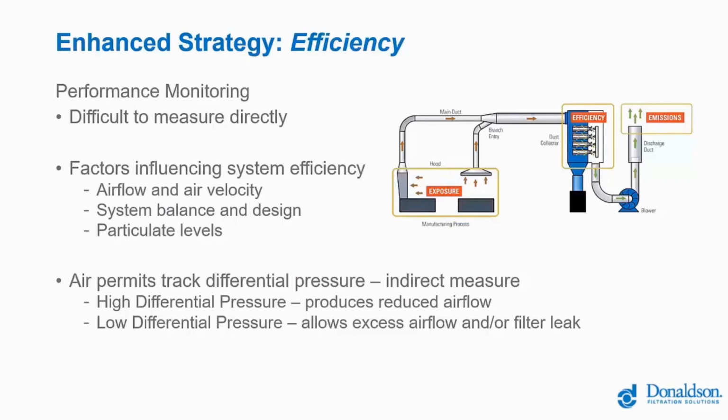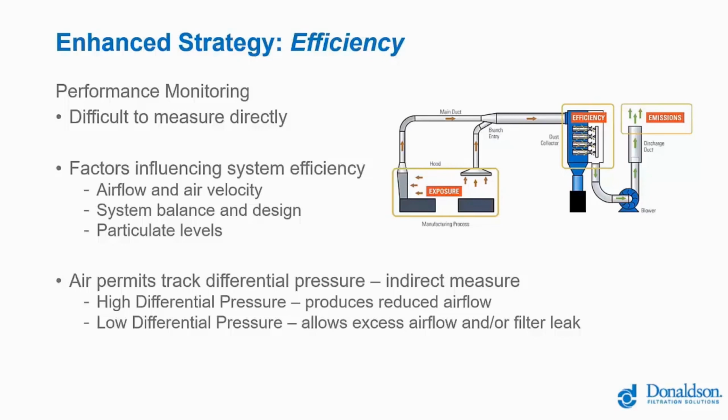So what very often regulatory agencies will use as a proxy for efficiency is they'll look at differential pressure, which is a relatively good way to determine how efficiently it's working, because high differential pressure means you've probably got reduced airflow through the system, as we just showed on the last graph. A low differential pressure might be an indication that you've got a leak or a tear inside your filter. So either one of those conditions would require additional attention.